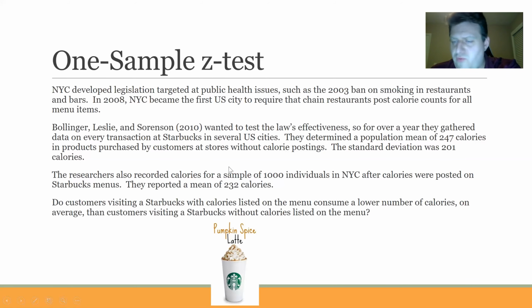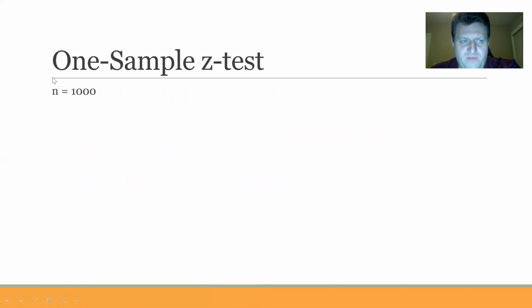Okay, just like before, we're going to write out all of the relevant aspects of this problem. So we've got 1,000 subjects in our sample. The mean, notice my little subscript here, is 232. I could have written X bar after, or instead of after, calorie count on, or something along those lines. But it's whatever notation system I want to use when I'm doing this problem. All right. The population mean beforehand is 247, and the population standard deviation is 201.